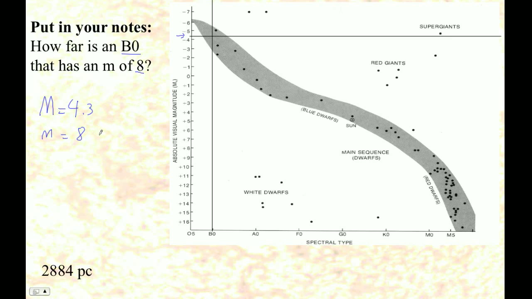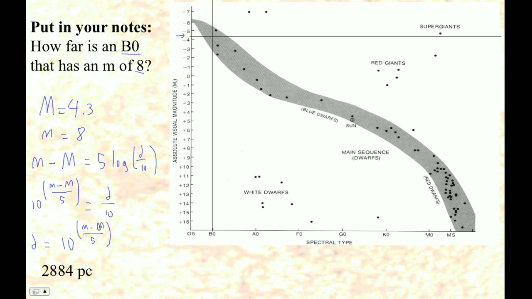So we want to figure out our distance to it. What's our formula? Little m minus big M equals 5 log d over 10. So 10 raised to the m minus big M over 5 equals d over 10. Let's multiply both sides by 10. D equals 10 to the m minus big M over 5, and I'm too lazy, I'm going to go plus 1. I multiplied that by 10. Pretty fancy, huh?